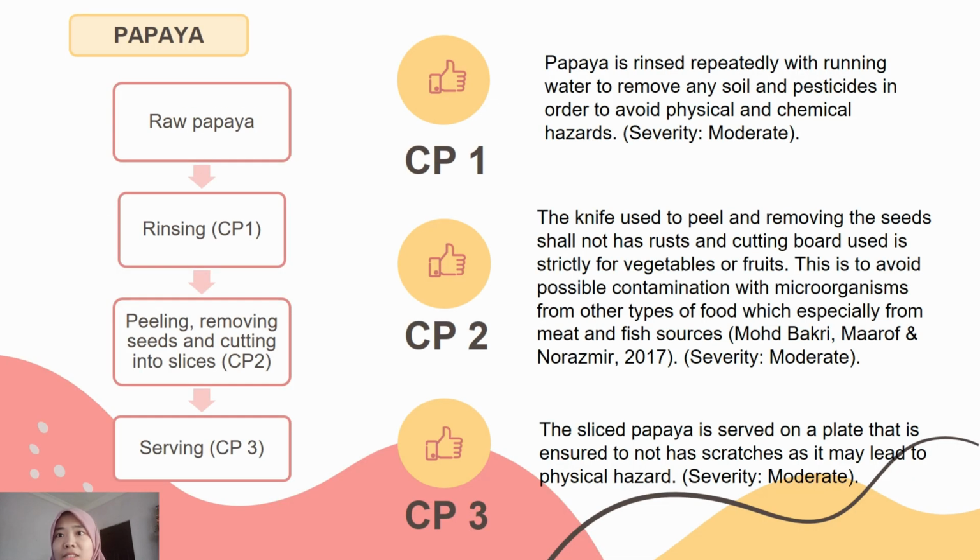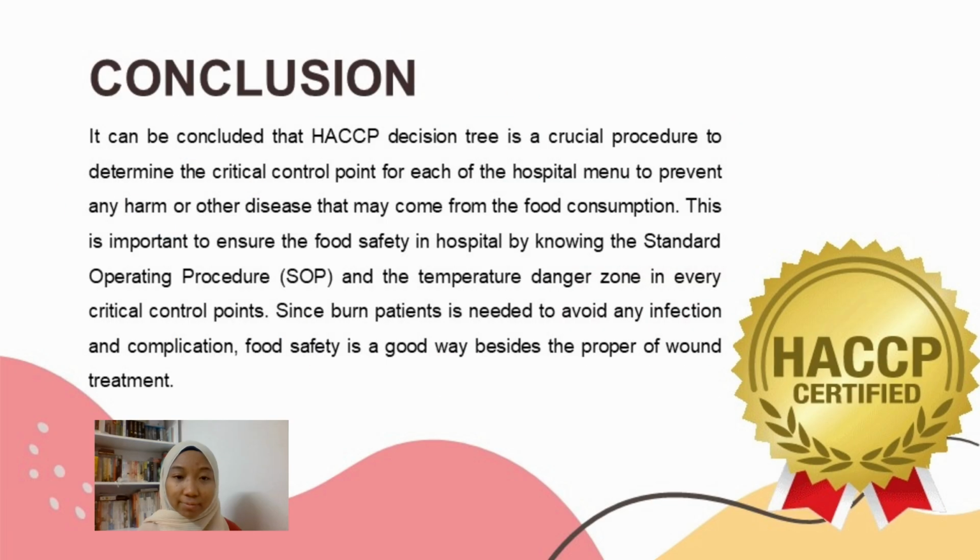Okay, so the last dish is the papaya. In papaya preparation, there is no critical control point. It can be concluded that the HACCP Decision Tree is a crucial procedure to determine the critical control point for each of the hospital menu to prevent any harm or other disease that may come from food consumption. This is important to ensure food safety in hospital by knowing the SOP and the temperature danger zone in every critical control point.